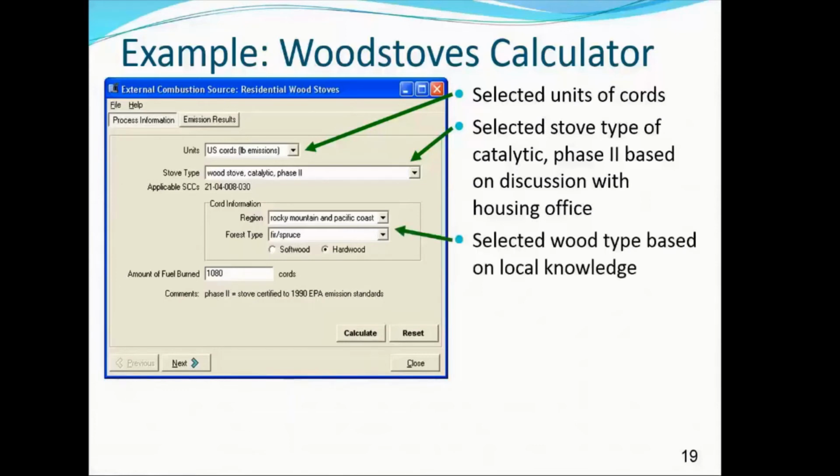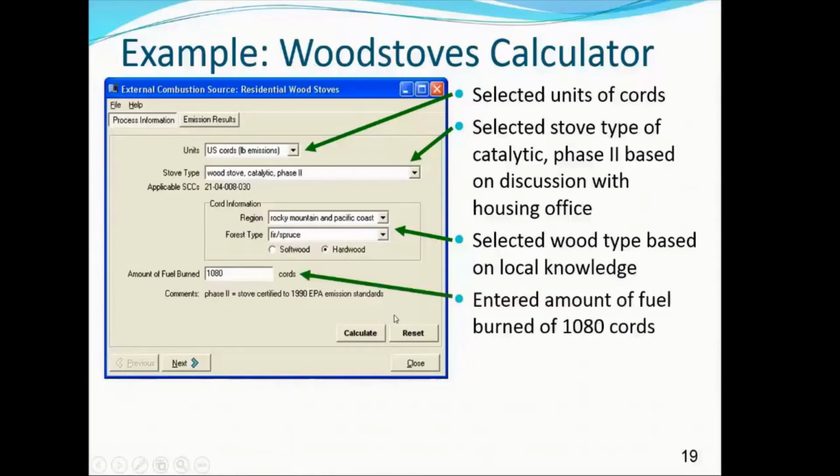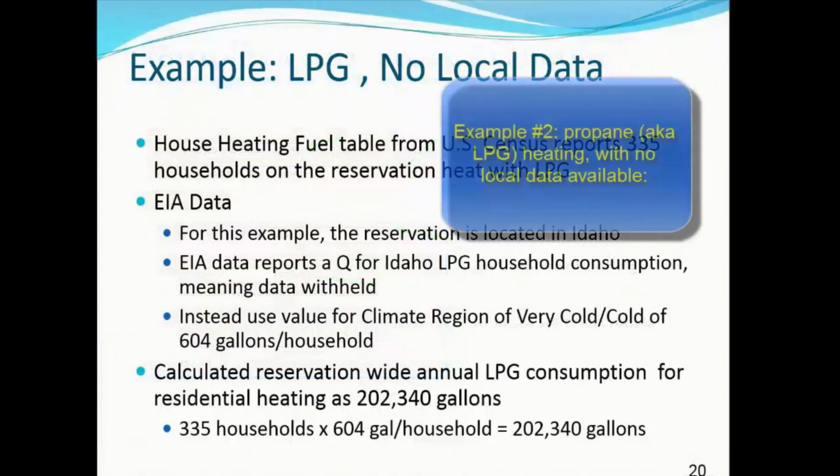And then they selected the wood type based on local knowledge. So for this particular tribe, it's located in the Rocky Mountain and Pacific Coast region, and the forest type or the wood type that's most commonly used is fir and spruce, and it's a hardwood. And then they enter the amount of fuel burned of 1,080 cords.